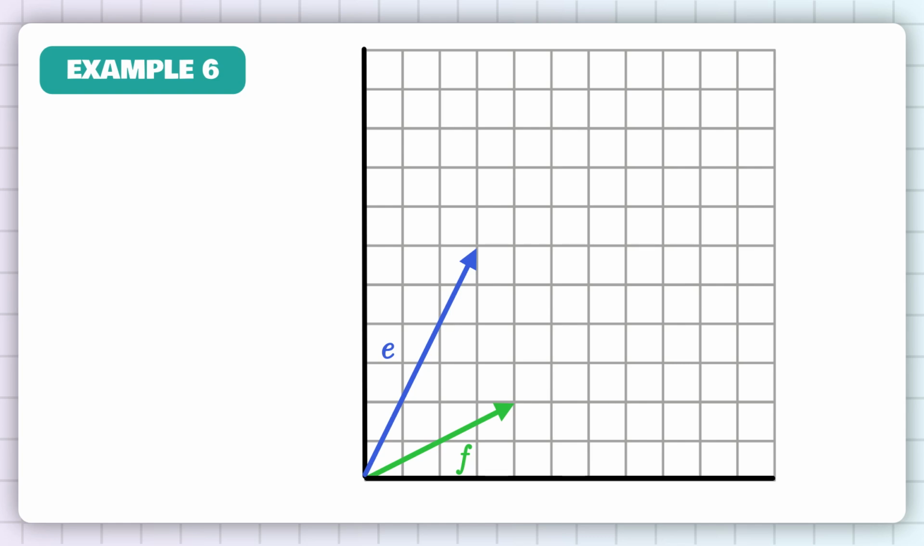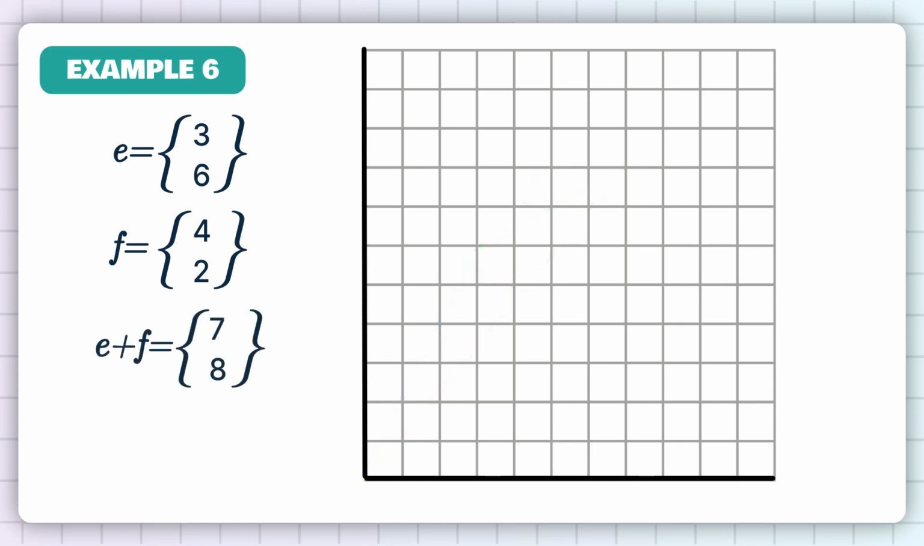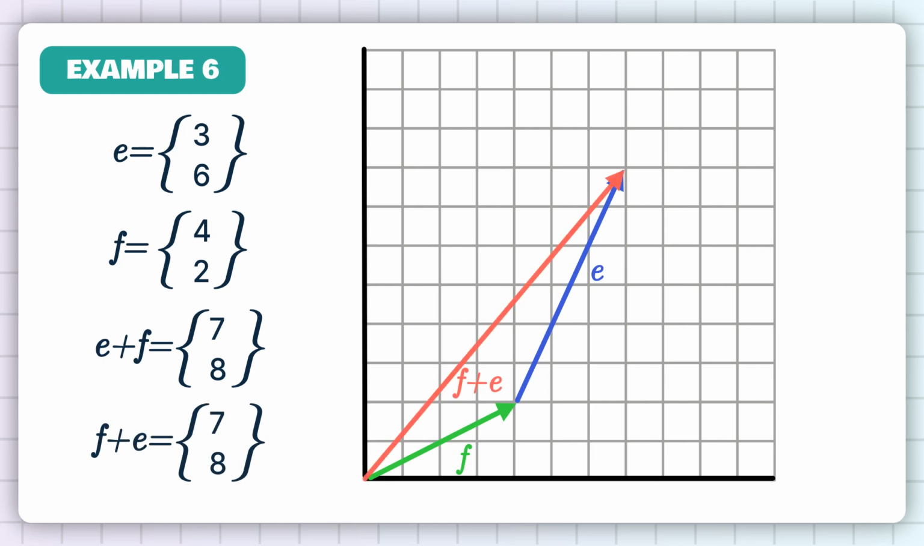First, doing e plus f, e equals (3, 6). f equals (4, 2). Therefore, e plus f equals (7, 8). Now doing f plus e, f equals (4, 2). e equals (3, 6). Therefore, f plus e equals (7, 8). As we can see, e plus f equals f plus e, demonstrating the commutative property.